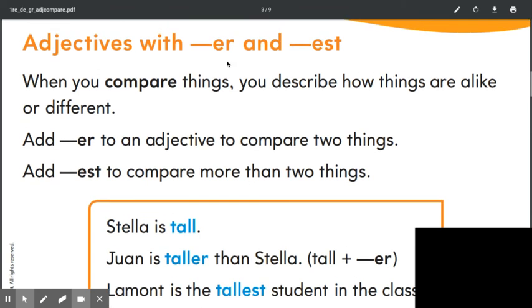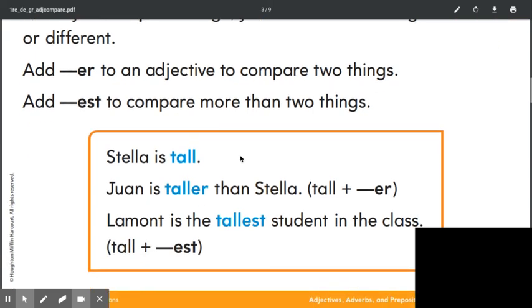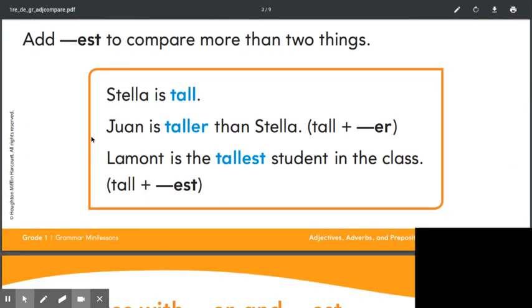Okay, adjectives with ER and EST. When you compare things, you describe how things are alike or different. Add ER to compare two things. Add EST to compare more than two things. Stella is tall. Juan is taller than Stella. Tall plus the ER. Tall is the base word.